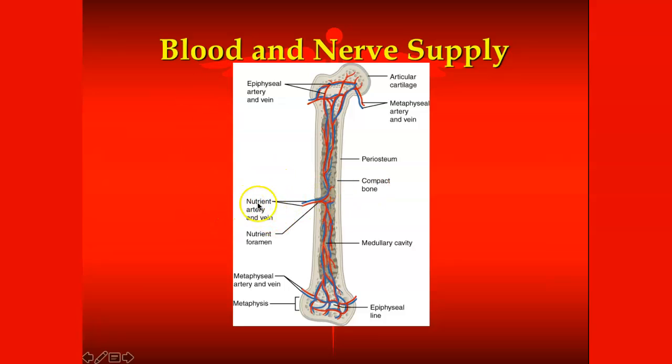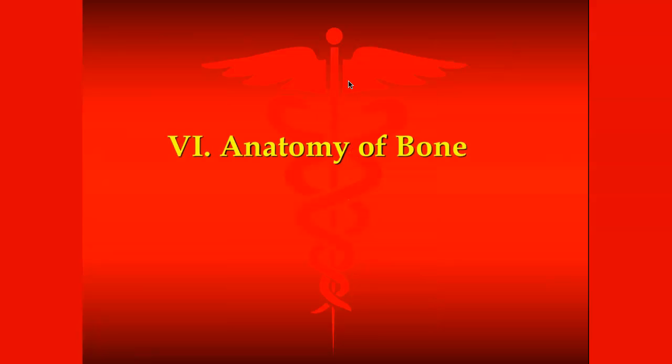So we'll have nerves and blood vessels perforate here as well as up here in the spongy bone regions of our body. Okay, so let's talk really quickly about the anatomy of bone.